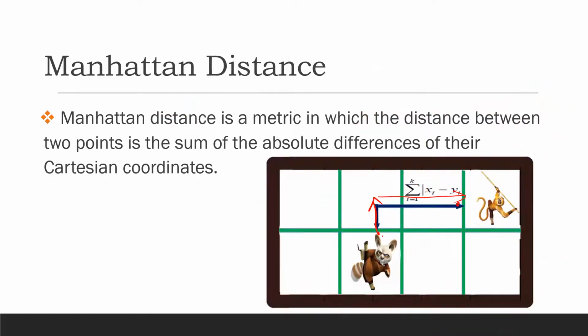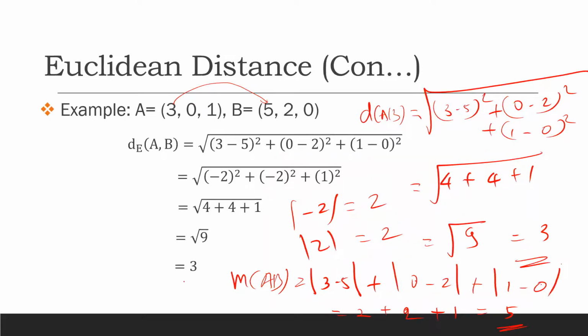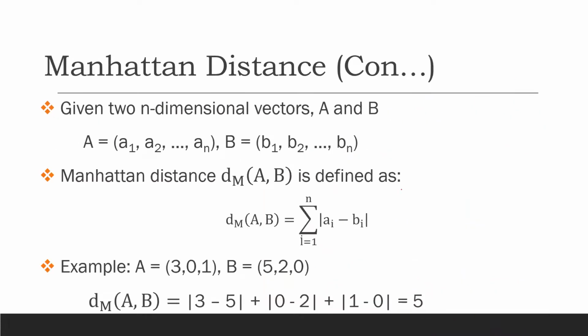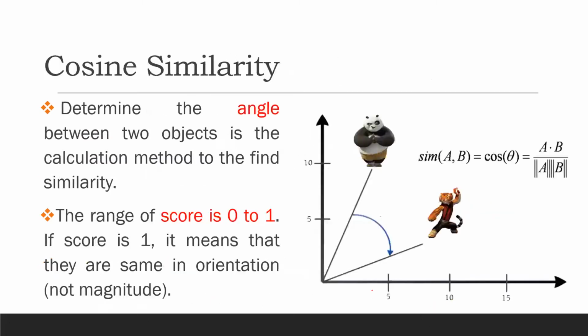If you calculate the Euclidean distance, that is the shortest distance. What is the value we calculate by using the Euclidean distance? 3. But what happens whenever we calculate the Manhattan distance? It's 5. Manhattan distance means we are calculating only the distance between the two attributes by using the mod values. So look at this example here. 3 minus 5 is minus 2, mod of minus 2 is equal to 2. 0 minus 2 is minus 2, mod of minus 2 is equal to 2. 1 minus 0 is 1, mod of 1 is equal to 1. So altogether 5. That is the way we can calculate the Manhattan distance.